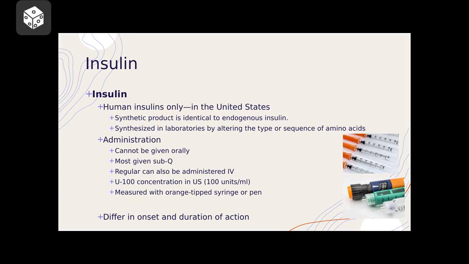Those are the only ways that we can give insulin safely. We can give regular insulin through the IV. We're going to talk about that a little bit later, but regular insulin is the only one that can be given through the IV. There are multiple different types of insulin, and those insulins are going to vary in onset and duration of action. Again, it's going to be very important that you know the onset, the peak, and the duration of action with these insulins.